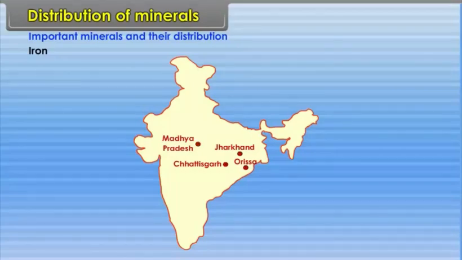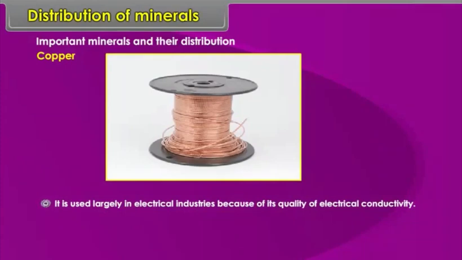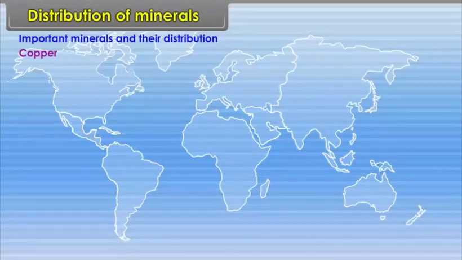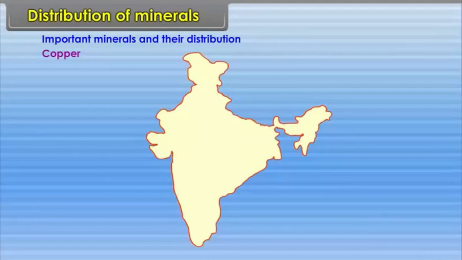and Madhya Pradesh. Copper. It is used largely in electrical industries because of its quality of electrical conductivity. Location: World: Chile, USA, Canada, Poland, Russia, Georgia, Armenia, Congo, and Zambia. In India: Jharkhand and Rajasthan.